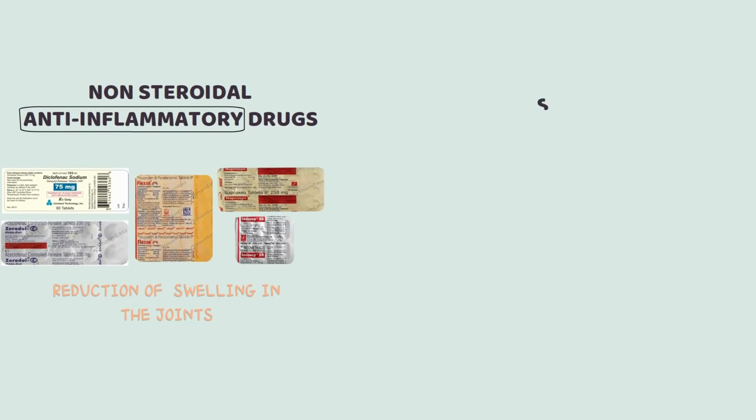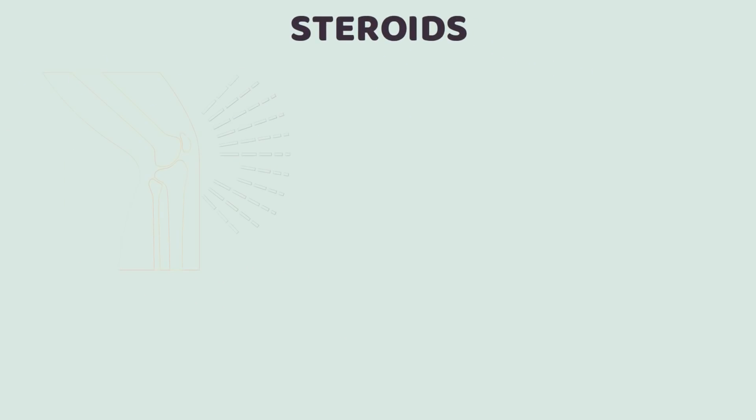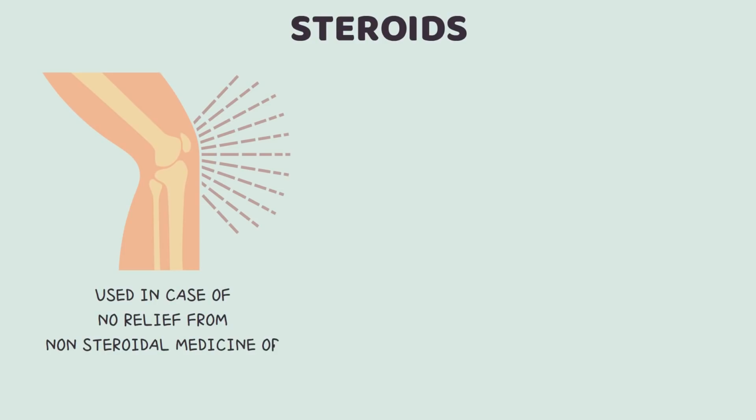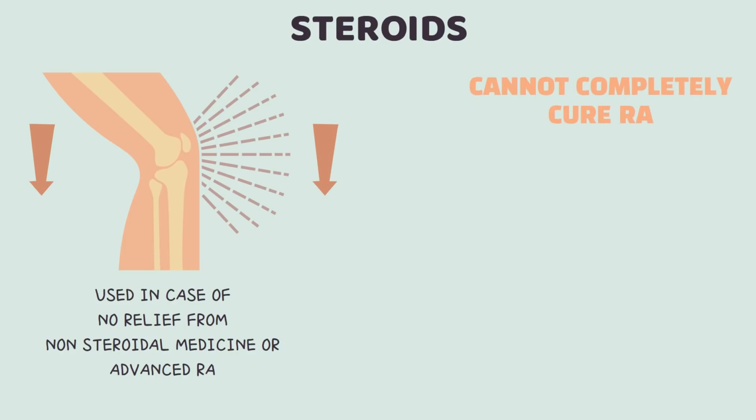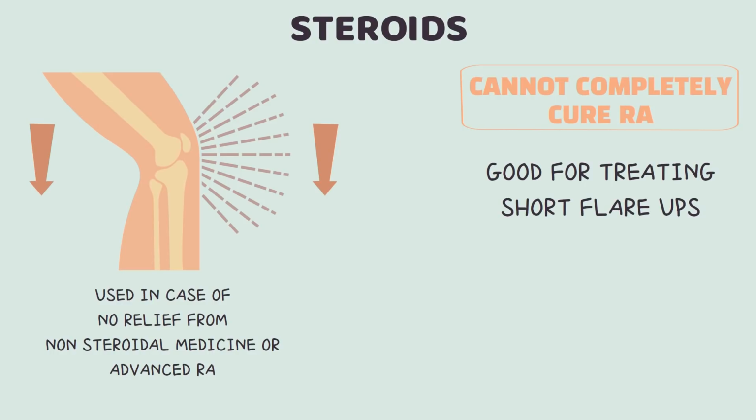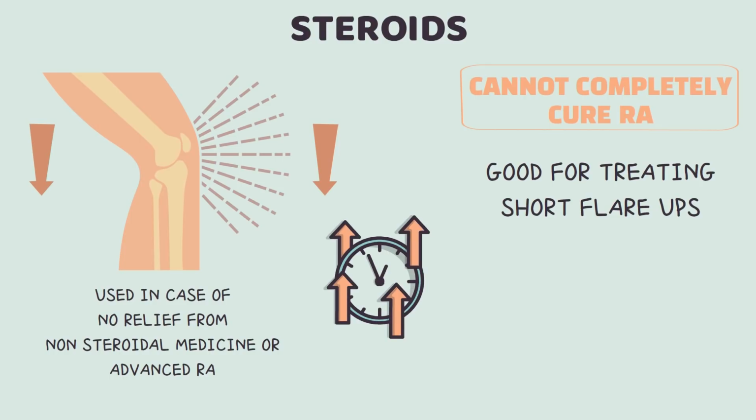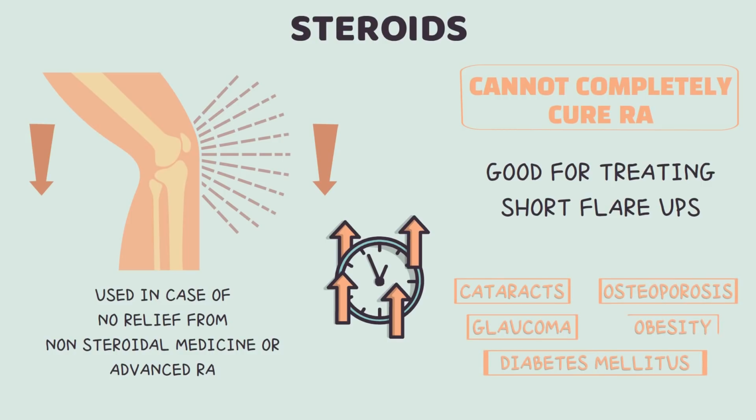The second category of drugs that are used are steroids. These are used when you do not get a good relief from non-steroidal anti-inflammatory drugs or if you have advanced rheumatoid arthritis. Steroids reduce the pain and inflammation in the joints and can play a very important role in slowing down joint damage, but they cannot cure rheumatoid arthritis. Steroids are especially useful for acute symptoms or short-term flare-ups of rheumatoid arthritis. Long-term use of steroids can have serious side effects. These include cataracts, osteoporosis, glaucoma, diabetes mellitus, and obesity.